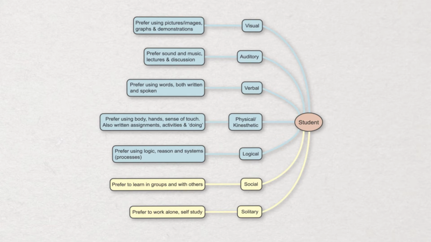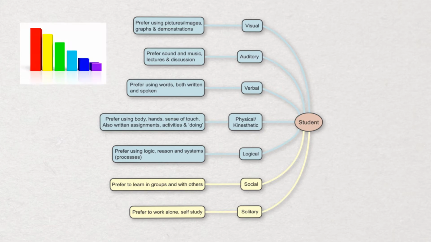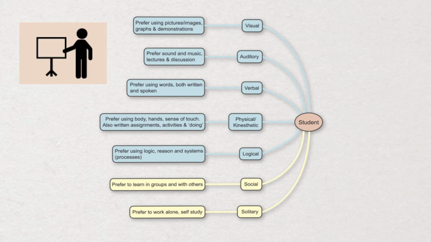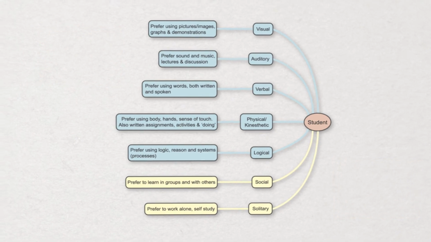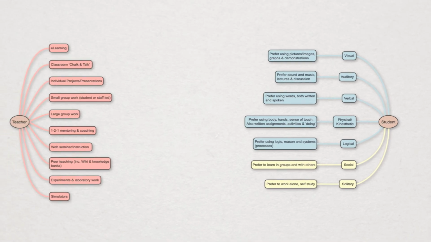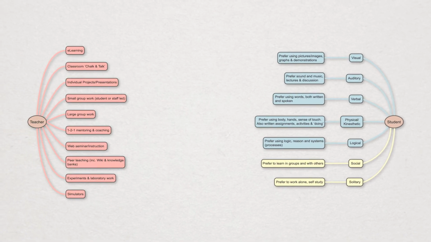So a visual learner would prefer information to be presented in a visual way, with pictures, graphs, and demonstrations, whereas an auditory learner would prefer that information to be presented in sound, or maybe music or discussion, which could also suit a verbal learner. It is worth noting that while we all have preferred learning styles, we are able to learn by other methods. It will just take a greater amount of effort.